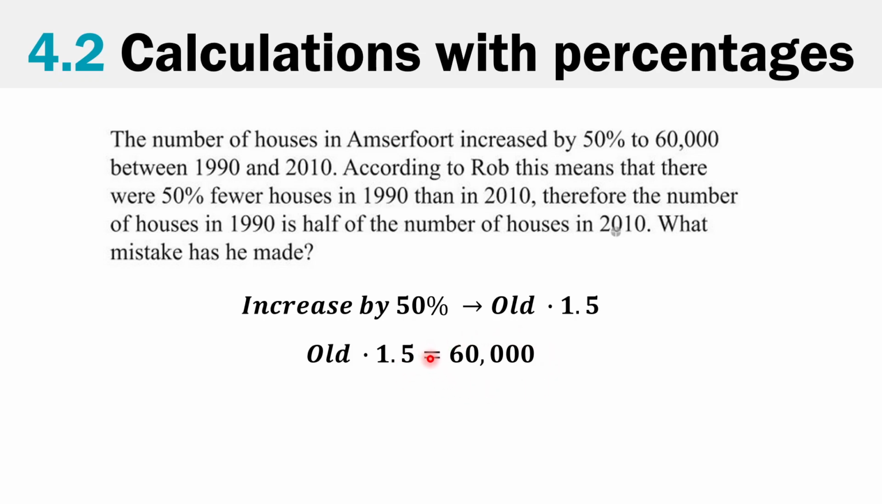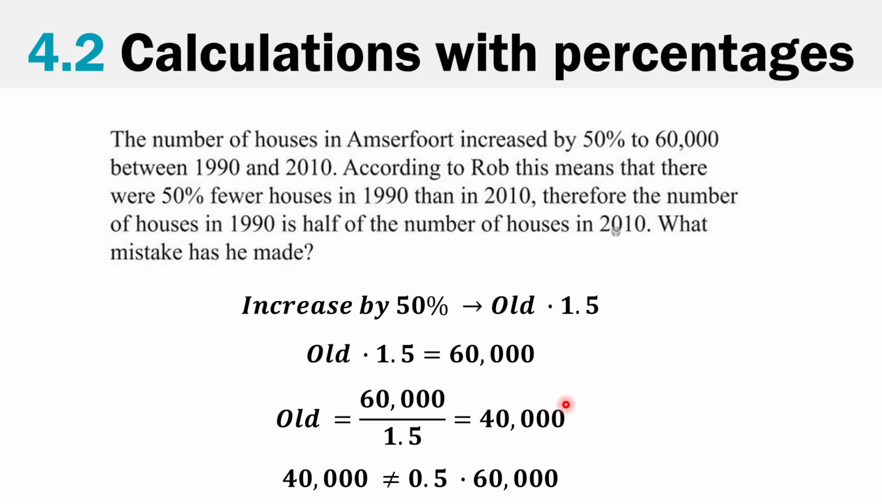And the difference here is that normally I know old and use it to calculate new. Instead here, I know new and I'm going to use that to calculate old. If something times 1.5 is 60,000, use the balance method, divide left and right by 1.5, and you find 40,000 here. So old was 40,000. And that is not the same as half of 60,000, which is 30,000, right? So be careful with that.